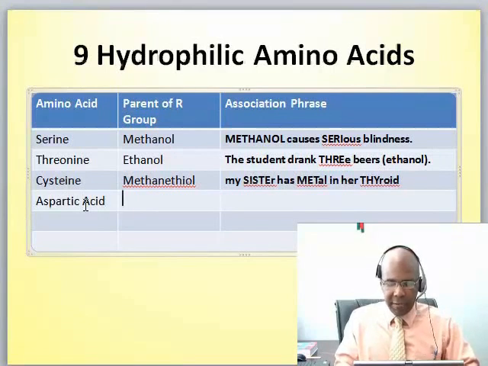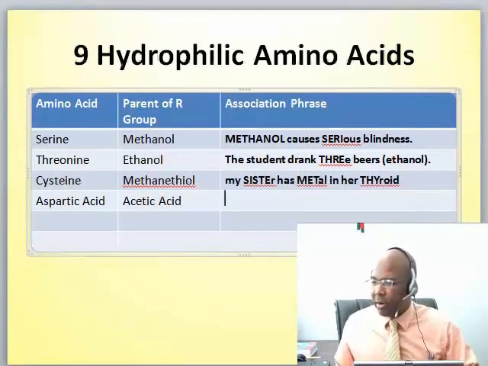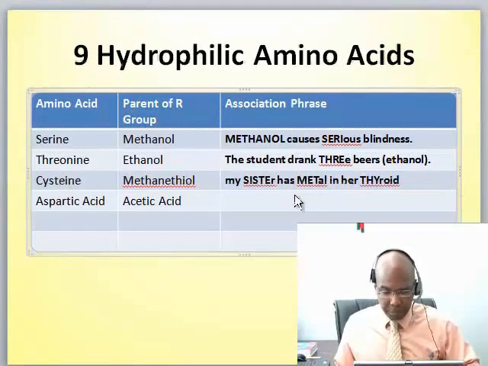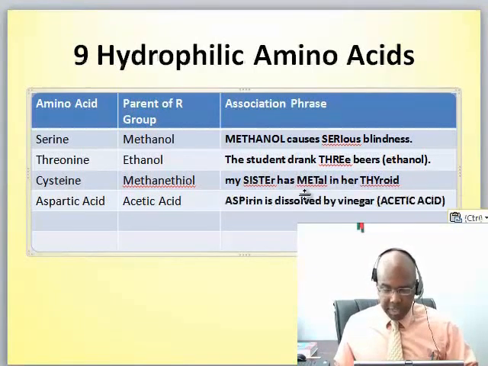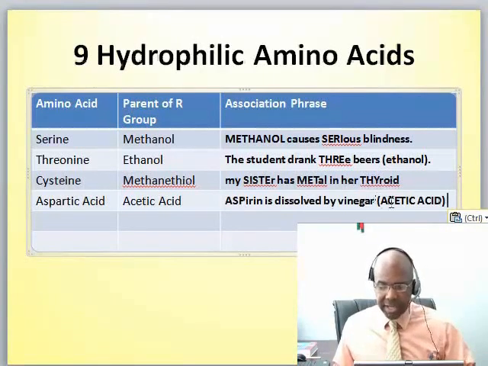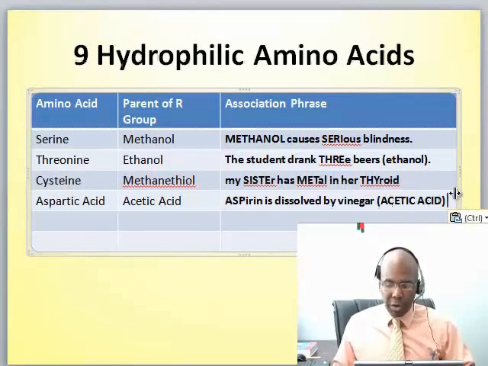The next amino acid was aspartic acid. And the parent of the R group is acetic acid. And our association phrase was aspirin is dissolved by vinegar. Aspirin, aspartic acid; acetic acid, vinegar. You have to remember vinegar is acetic acid, and so that's the parent of the R group.